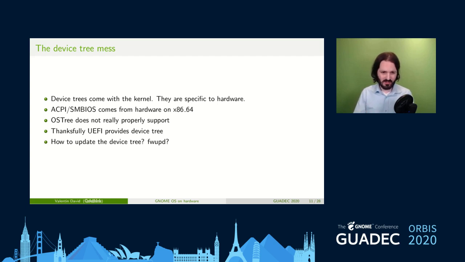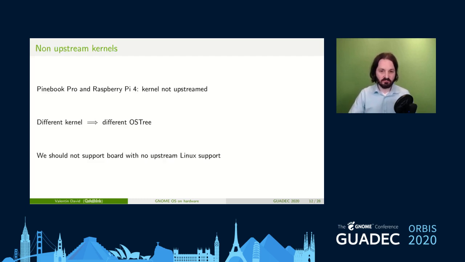Also OSTree doesn't really support the updates of that very well. So you need to have lots of device trees for lots of different boards, which is a bit difficult to handle. But thankfully, this can be hidden by the UEFI firmware, which can just provide this to the Linux kernel. So this is something we can hide behind. But the question is, how do we handle the updates of this firmware, because the manufacturer didn't provide a way to provide this device tree that we provide, and we would have to handle this. That is something I don't know.